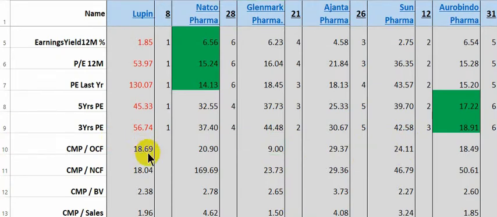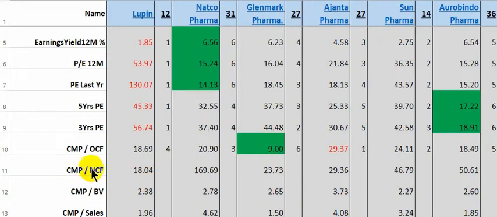Here the price to OCF value should be below 25 times. As low as possible, the better it is. So in terms of price to OCF, Glenmark has generated the highest cash, and its price to OCF is the lowest at only 9 times. So investors can pay just 9 times when looking at its cash generation capability. Whereas Ajanta Pharma was the most expensive in terms of cash at 29 times.